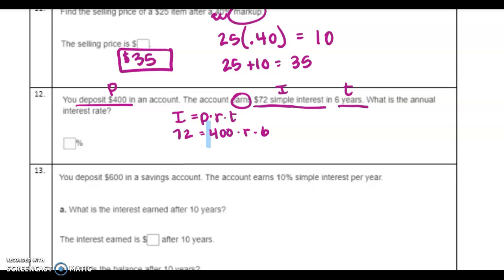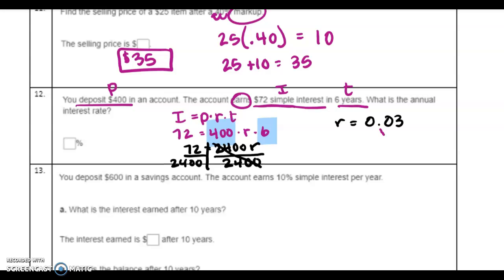I'm going to multiply my 400 and my 6 to simplify that side. So that gives me $2,400 times my rate. So I just keep it as R equals 72. To get R by itself, we do the opposite. So we're multiplying by 2,400, so now we're going to divide by 2,400. And so these cancel. So I have R equals 0.03. Then I need to make it a percent. So I'm going to move my decimal 2 times to the right. So I get 3%.